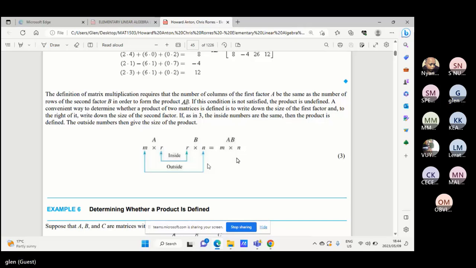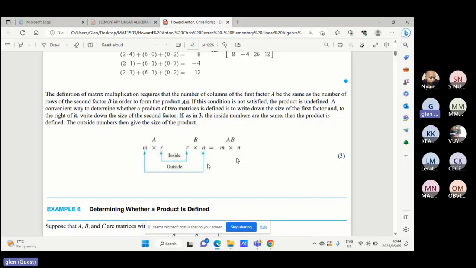Are you done? Did you do that? Yes, I'm done. Okay. Now we must find a 3 by 3 matrix. How do we do that? This is what we'll do.